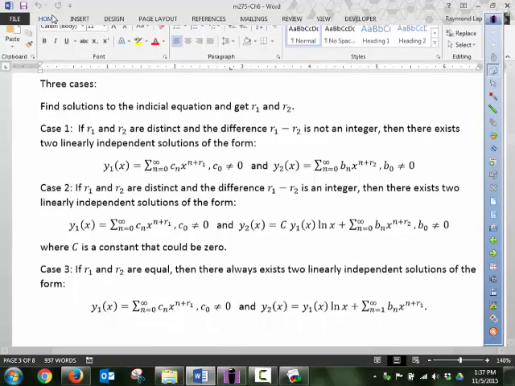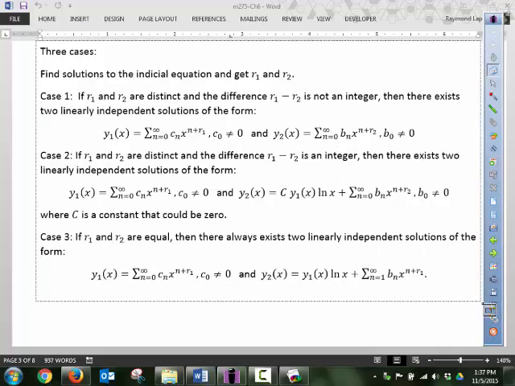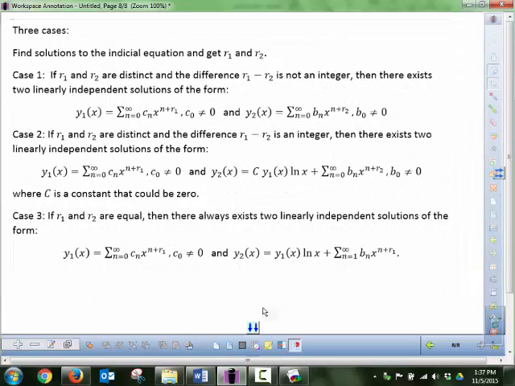Depending on what you get from your indicial equation, you're going to have three cases. At this point, I don't know which one's easier. They're all hard. If you got two real roots that are different, and the difference is not an integer, then there exist two linearly independent solutions of the form that look like this. You have to follow through with Frobenius' theorem twice to get your two different solutions.